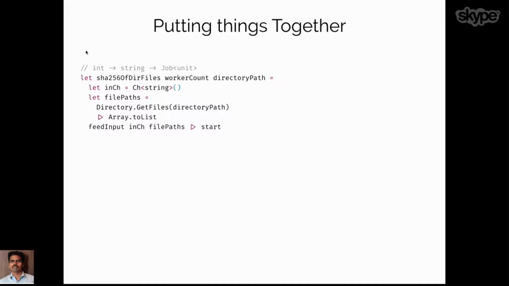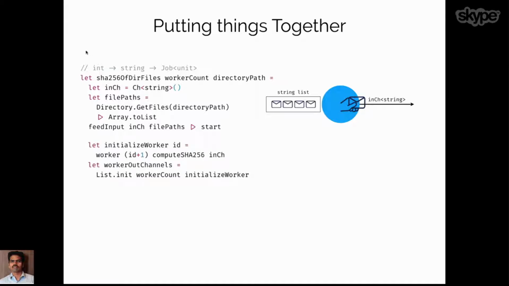Okay, so now we have all the independent pieces. Now we are going to put the things together. So this is a function of SHA-256 of directory files, where we have a list of workers, the number of workers that we want to run, and the directory path against which we want to compute the SHA-256. Here we are initializing the input string, and we are getting all the file paths from the directory. And once we have them, we are feeding that as input to the input channel. And we are just starting that so that it will be running on its own life cycle.